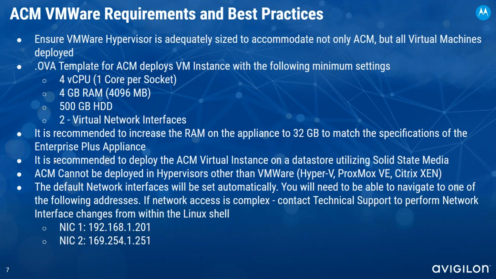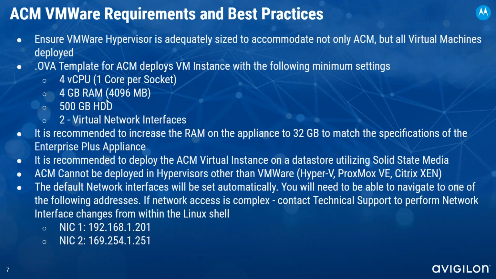The reason that we say those things is because those are the specifications of our Enterprise Plus appliance. And we've basically taken those specifications and said VMware deployed systems should be able to meet those specifications to follow our performance recommendations. Okay, so if at all possible, increase that VRAM. You can increase the virtual CPUs. You can add additional hard drive space if you think you need to.